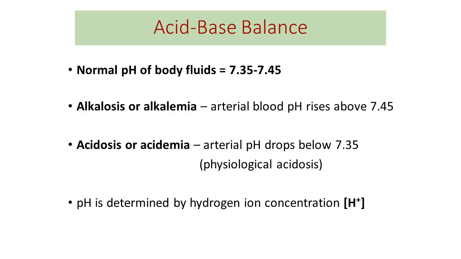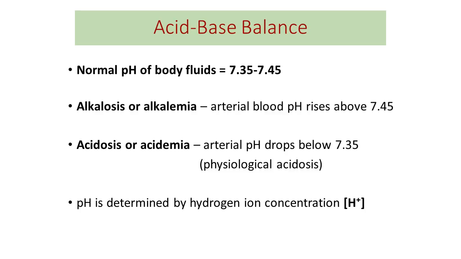Normal pH of body fluids is between 7.35 and 7.45. So you do have to know that number. Remember that the pH scale goes from 0 to 14. 7 is neutral. Everything below 7 is acidic, and everything above 7 is basic. Another word for being basic or having more base than acid is alkalosis or alkalemia. So emia refers to blood. Whenever you see that suffix emia, it's referring to blood.